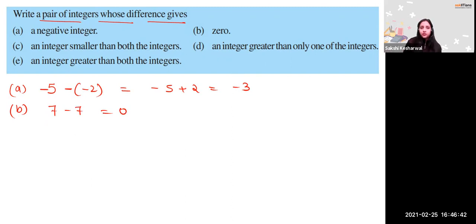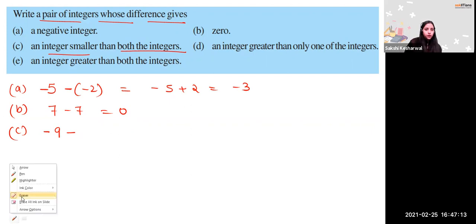One positive, one negative number, right? You just subtract it. If you take both the positive numbers and subtract them, the answer is 0. Coming to the C part, an integer smaller than both the integers. So you are subtracting the number, right? Hold on, I just wrote it wrong.